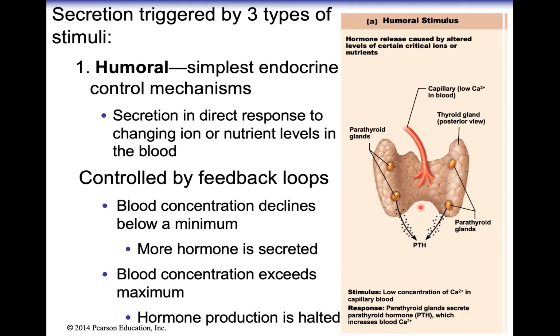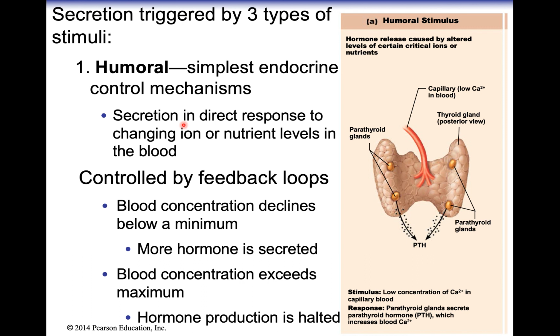Now, there are three ways that your body can secrete hormones. These three ways, we're going to go over them and I'll give you some examples of them. Please make sure you know the names of the three types of stimuli and the examples of them. The first way that your body knows to produce hormones is through what's called the humoral mechanism. This is the most simple mechanism, and this is just a mechanism by which your body senses how much of the hormone you have and then decides if it's enough.